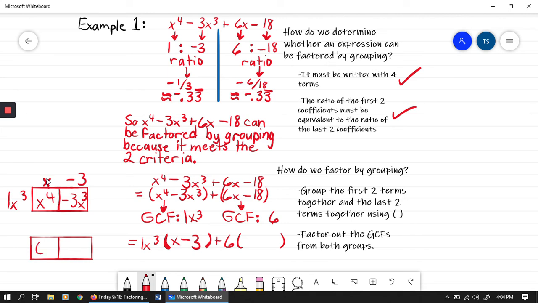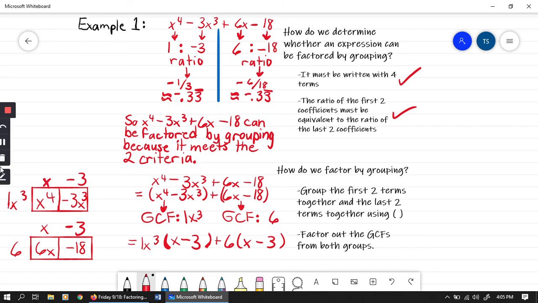So the original there was 6x minus 18, and if we factor out a 6, 6 times what gives you 6x? Well, 6 times x gives me 6x. All right, and then 6 times what number gives you negative 18? 6 times negative 3 gives me negative 18. So again, we see here that we have x minus 3 left over.